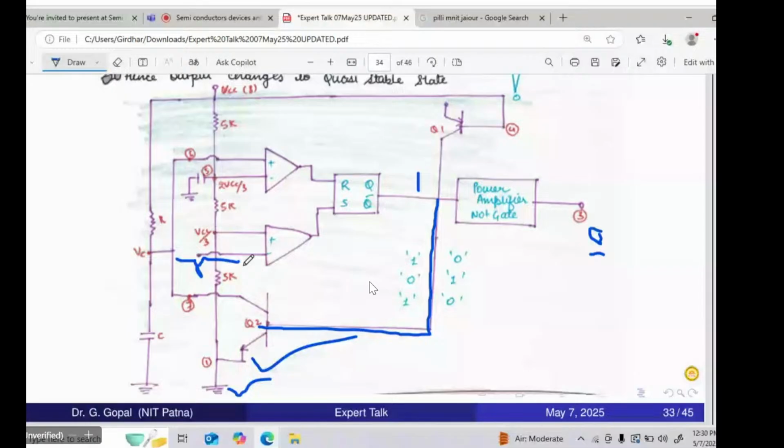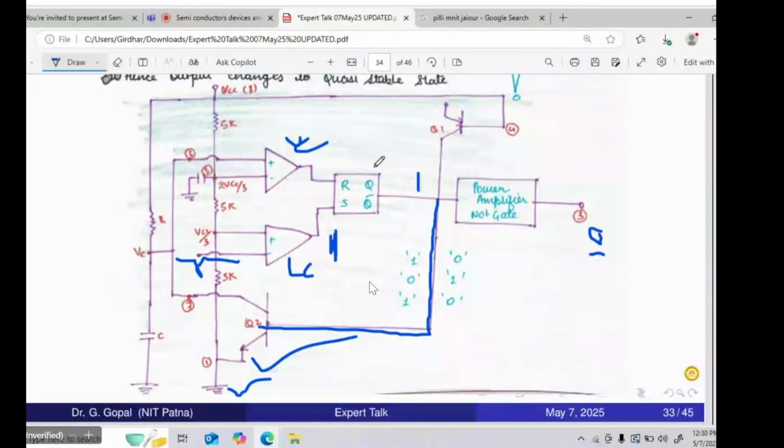This is the upper comparator, and this is the lower comparator. Whenever this second input, the negative input, is zero, the first input is VCC by 3. Now what is the difference here? The difference is VCC by 3 minus 0, like a difference amplifier. So the op-amp output will be 1. Why? Because it is positive now, VCC by 3. So it is 1.